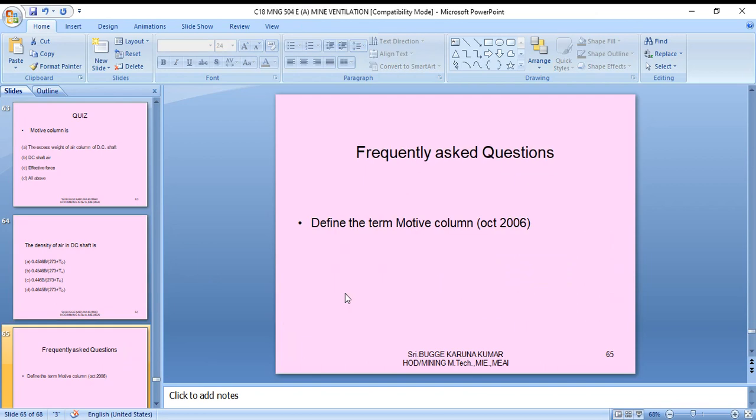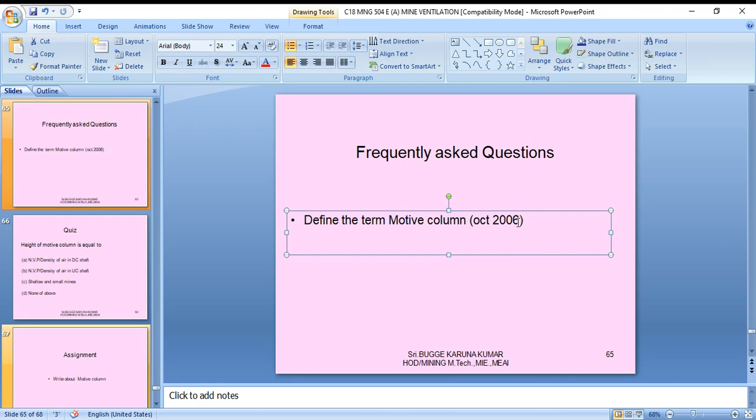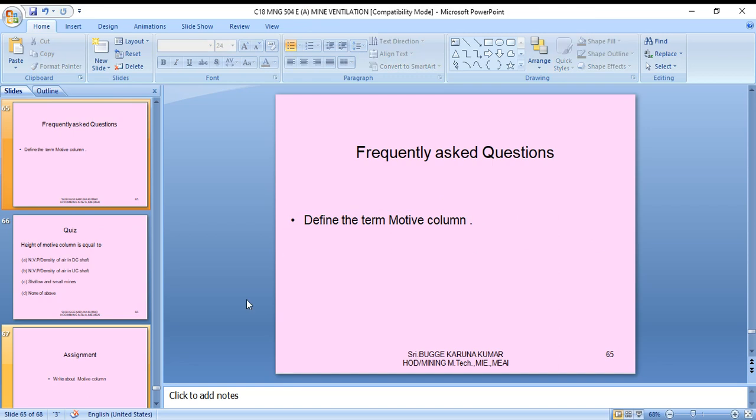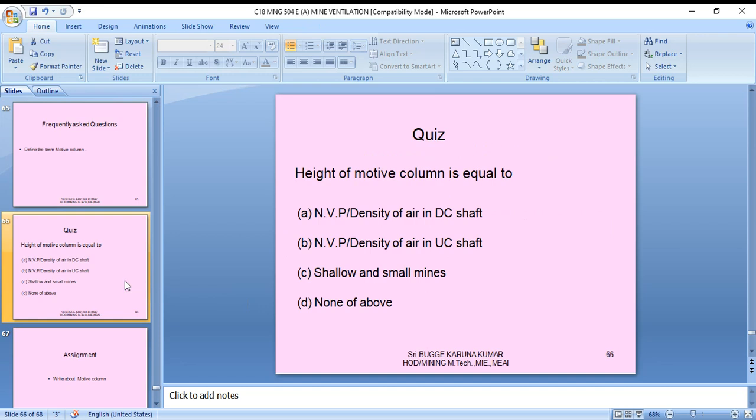Now I'm giving a small question for your purpose. Define the term motive column. It's a frequent question in your examination, so please write the answer to this. One more question I have given: what is the height of the motive column equal to? NVP divided by the density of air in the DC shaft or UC shaft. So this is for very shallow and small mines, none of them. NVP is the density of air in the DC shaft, not in UC. So A is the answer.